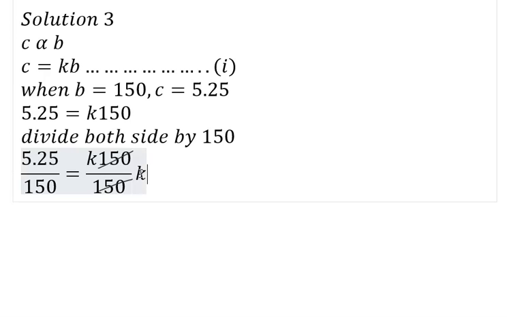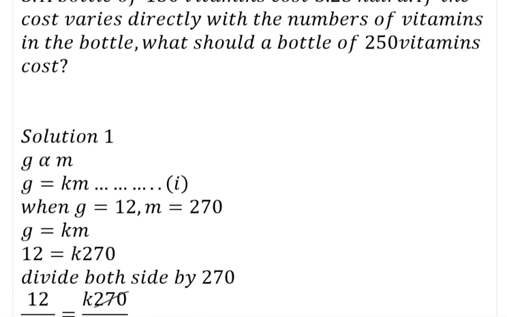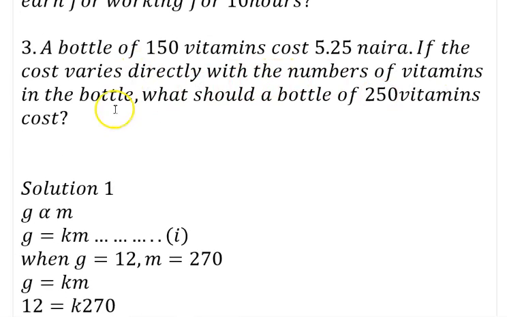So our K can now equal, if you punch your calculator, 5.25 divided by 150, you have 0.035. So that's our K. So what's the question now saying? The question is now saying, what should a bottle of 250 vitamins cost? We are looking for C.